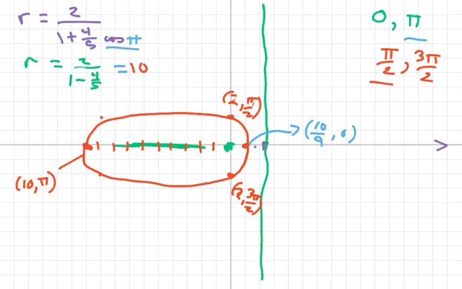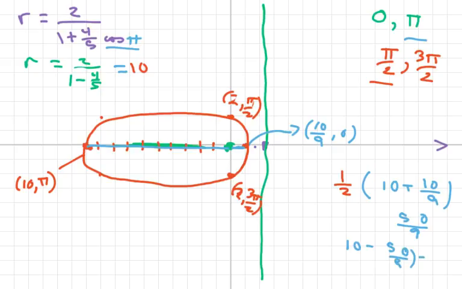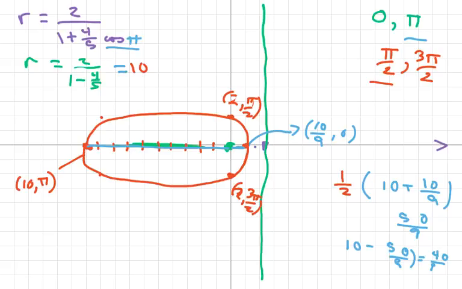So now that you have the main thing, we need to know the length of a. The length is going to be 1/2 of this 10 part plus this part. So it's 1/2 of 10 plus 10 over 9, which gives you 50 over 9. To get to the center, I'm going to take my 10 and subtract that. So 10 minus 50 over 9 gives you 40 over 9. That's in between 5 and 4, so about here. There's your center.